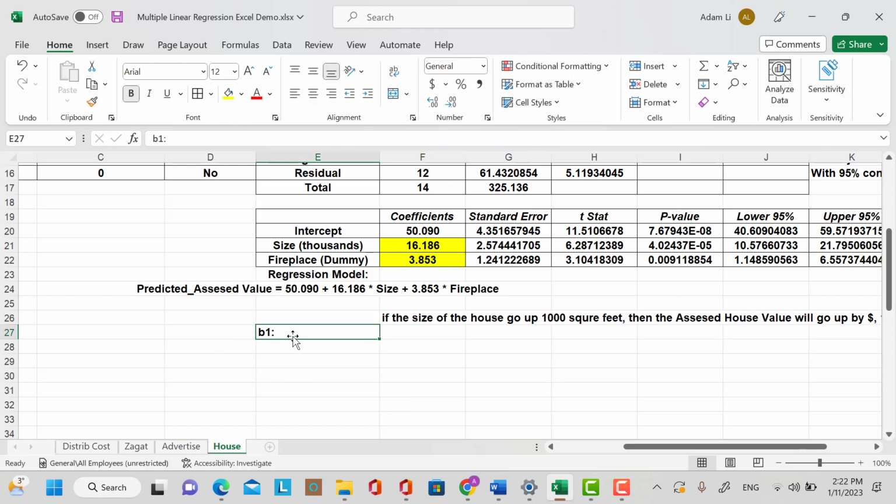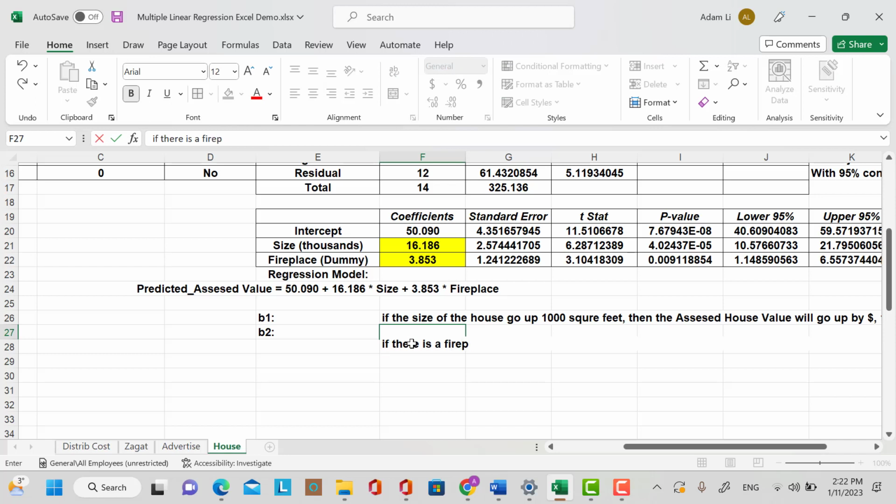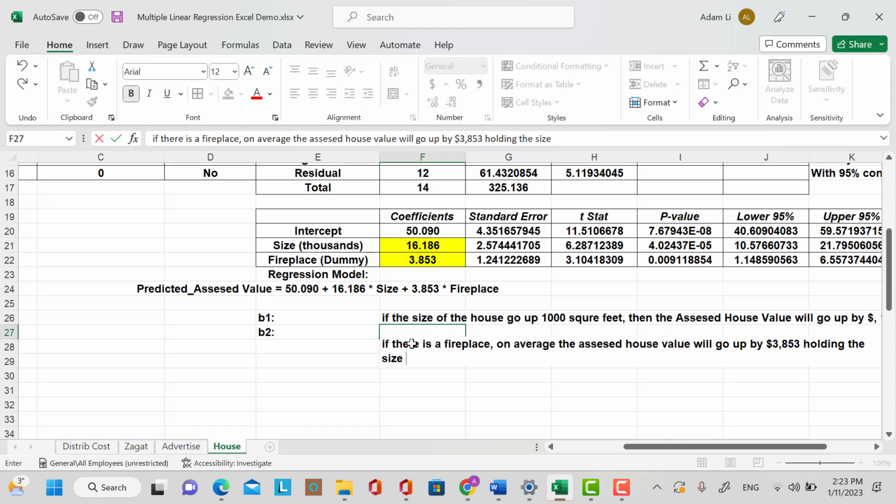And B2. Let's look at how you interpret B2. If there is a fireplace, on average, the assessed house value will go up by 3.853 units, which is $3,853, holding the size of the house constant. Okay, so that's B2.